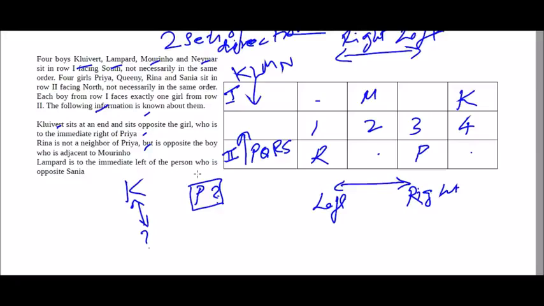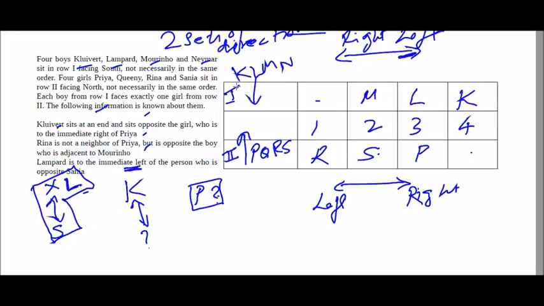Lampard is to the immediate left of the person who is opposite Sanya. So you have Sanya. Opposite this is some person, let's call it X. Immediate left. Now left for boys is our right. So this will be Lampard. So this comes as an L-shaped formation. Let's see how we can fit this part. If I put Sanya in 4, there is no place for Lampard to sit. So Sanya comes here, Lampard comes here.